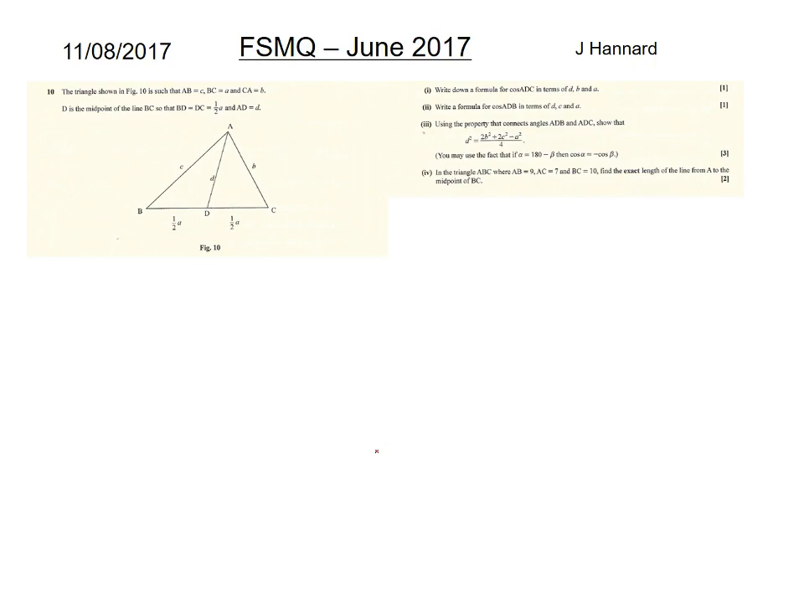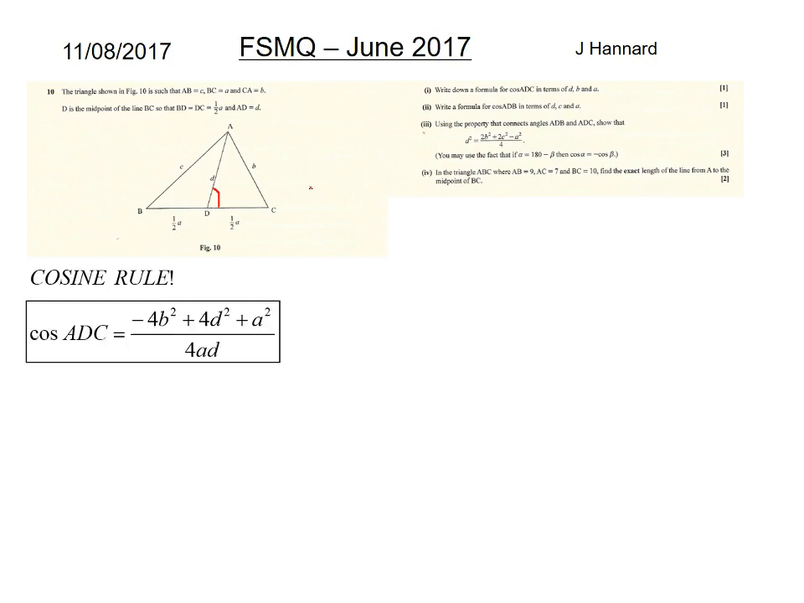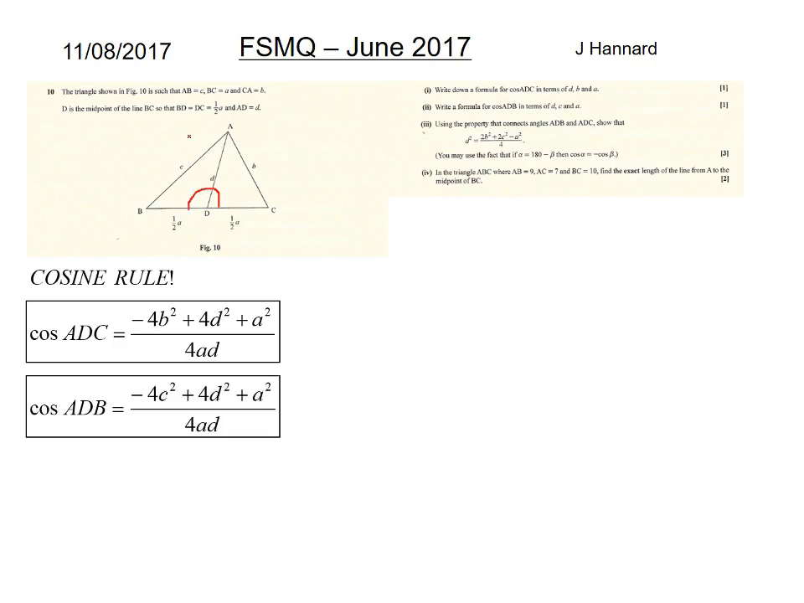Write down a formula for cos ADC in terms of d, b, and a. Well, ADC is that angle there, and we've got 3 sides, therefore it's blatantly cosine rule. Put in your information and you've got yourself a mark. Write a formula for cos ADB in terms of DC and a. Well, that's just simply this angle here, and yet again we've got the 3 sides, so it's just a carbon copy.